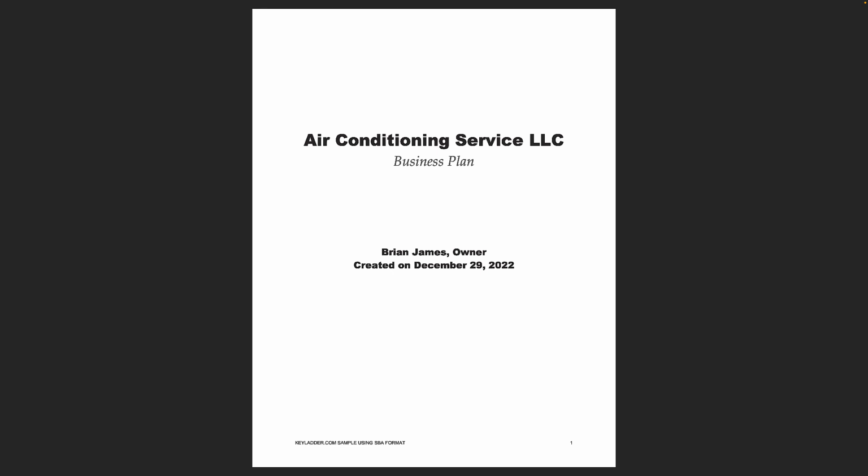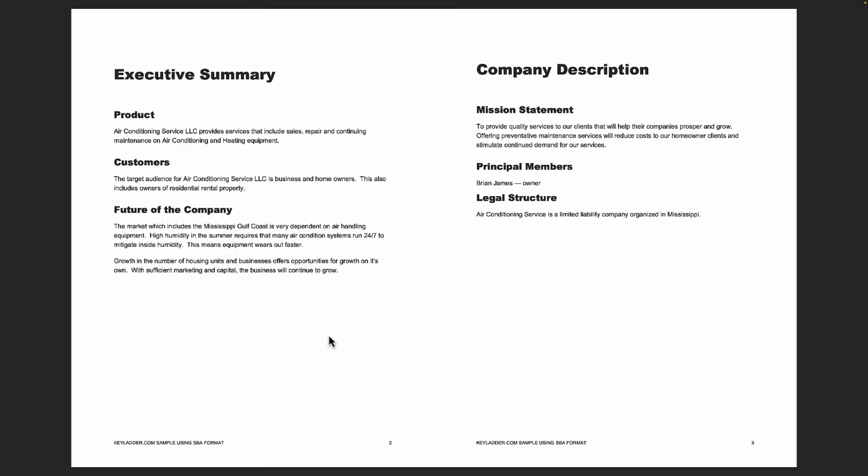So on the first page here, this is pretty simple. You come up with the name of the business. In this case, it was Air Conditioning Service, LLC, Limited Liability Company. And you have the owner's name on here and the date it was created. This is a simple Word document, so you can go in and make changes to it.